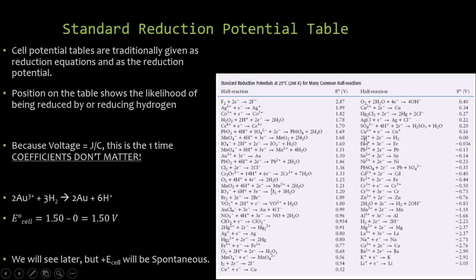So notice, this one is not 2H plus goes to H2, it's H2 goes to H plus. This is opposite of how we see it on this table. Because this is opposite, we subtract. So 1.5 minus 0, well, it's still 1.5. But it's as written, which is our reduction, minus opposite, which is our oxidation. So the cell potential for the reduction of gold with hydrogen gas would be 1.5 volts.